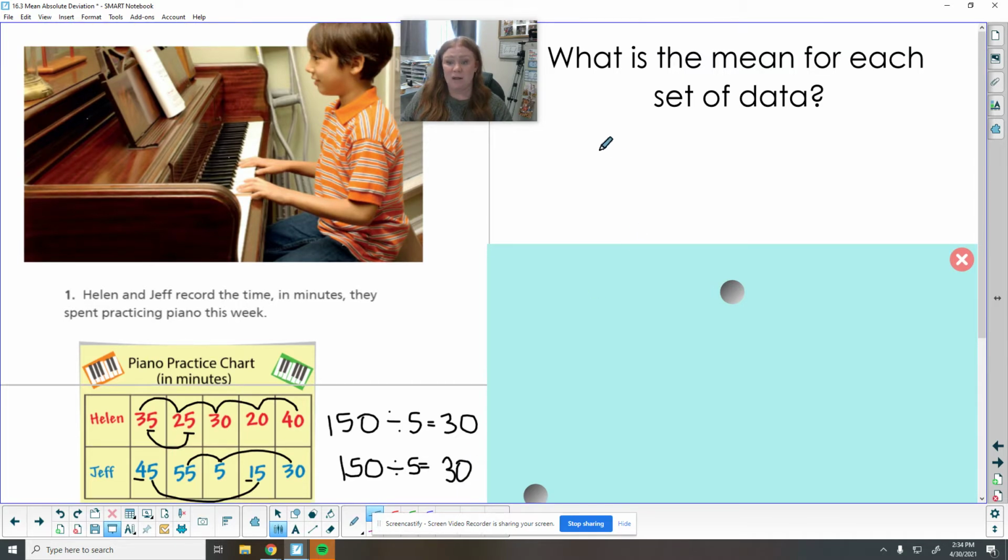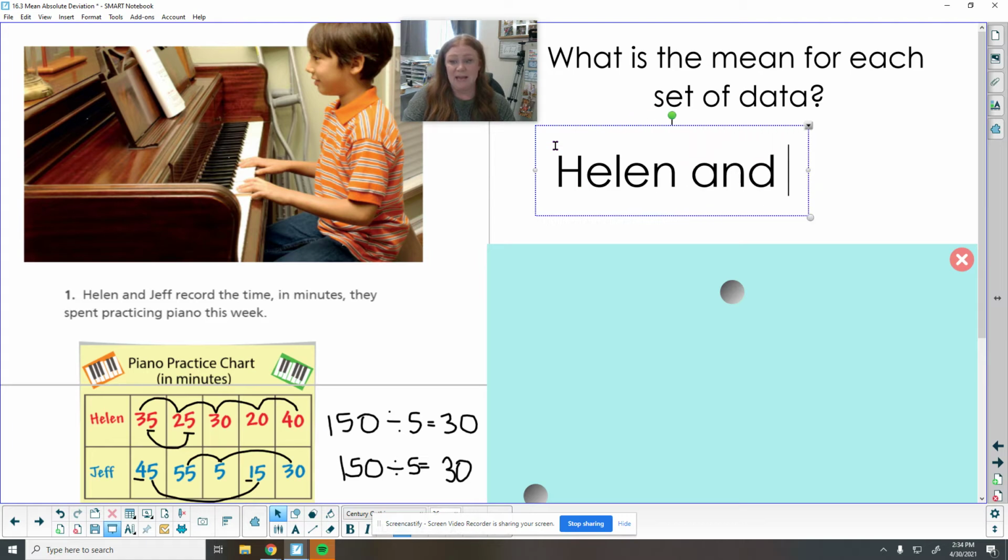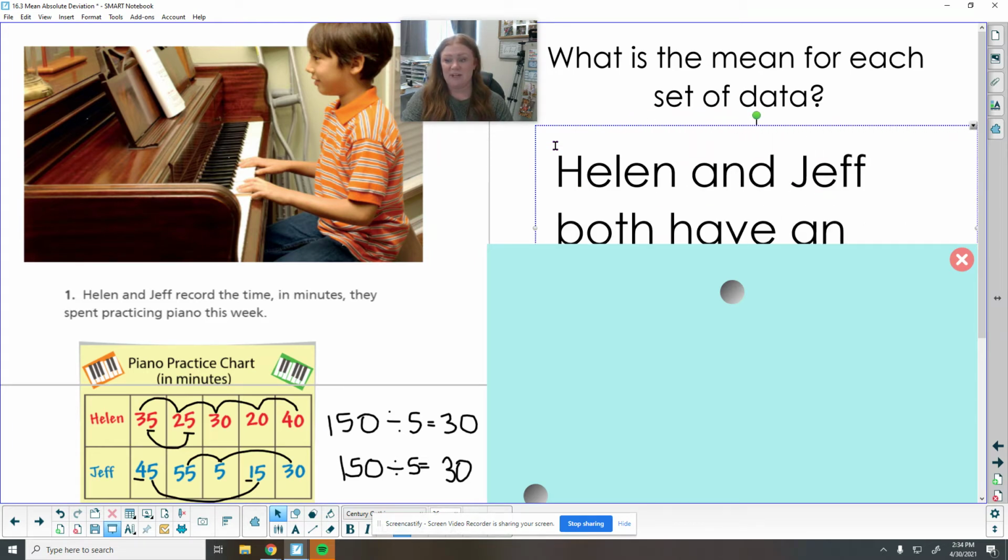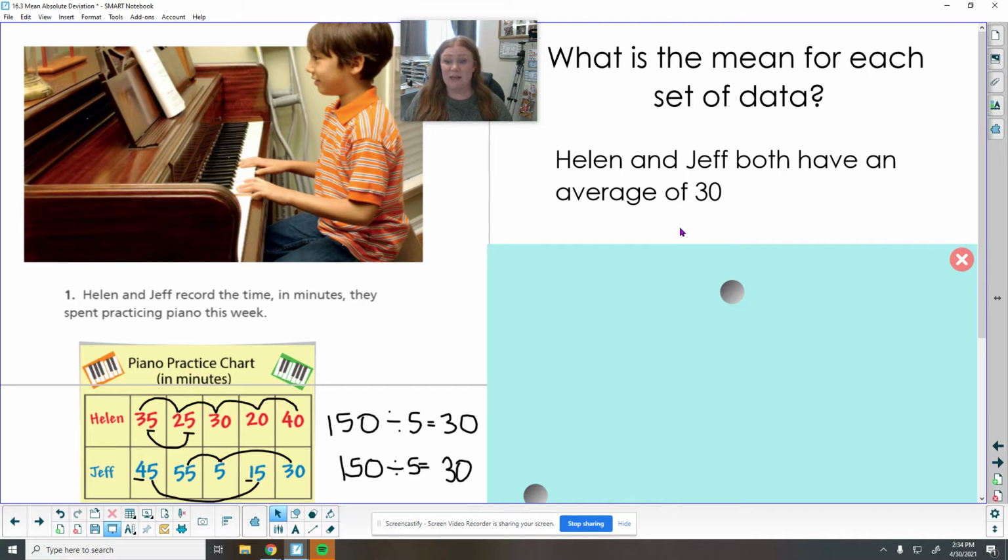So overall, this tells me that Helen and Jeff both have an average of 30. Let me shrink that up so we can see it a little better. So Helen and Jeff both practiced the same amount of minutes. They both did 150. They just did it at a different rate or a different pace.